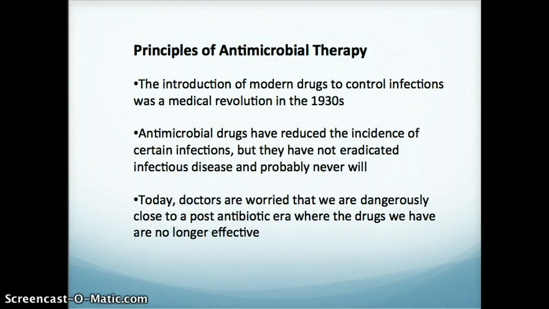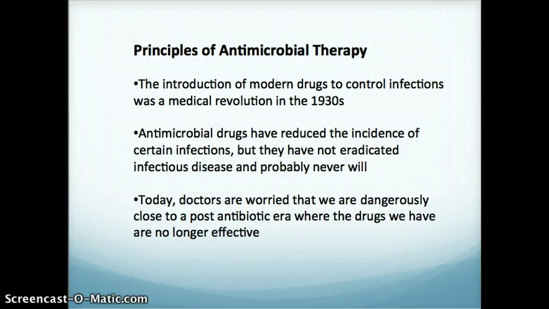So to start out, I'd like to talk about the principles of antimicrobial therapy. They were really introduced as modern drugs in the 1930s, which was a huge revolution in the medical field. It gave us the ability to treat infections in a very efficient way. Antimicrobial drugs have worked very well to reduce the incidence of certain infections, but we have not been able to fully eradicate infectious disease, and there's a good chance we probably never will.